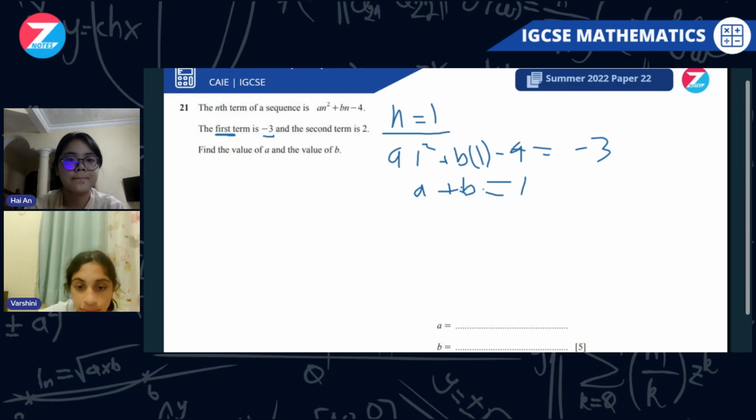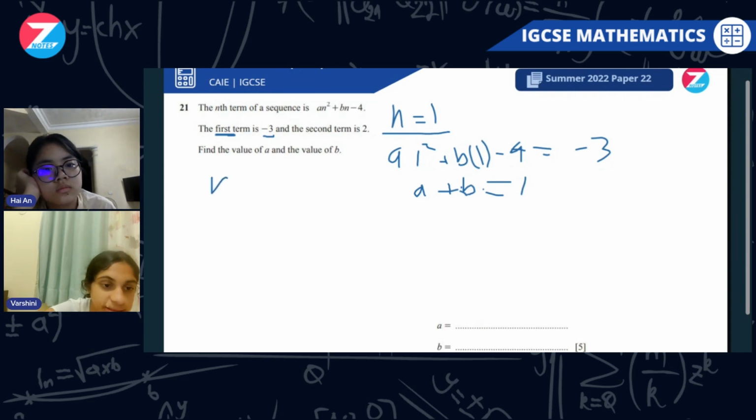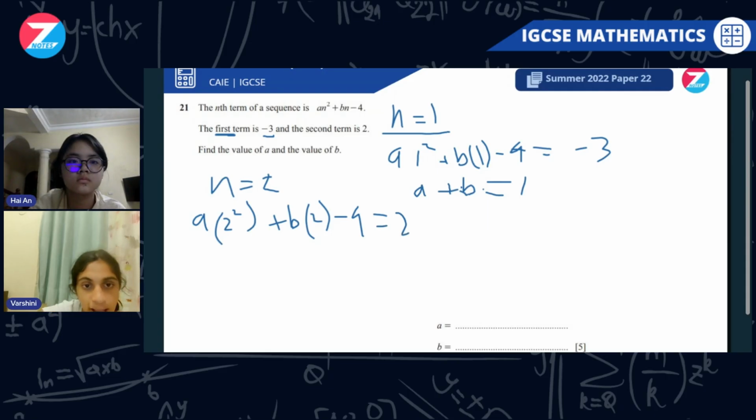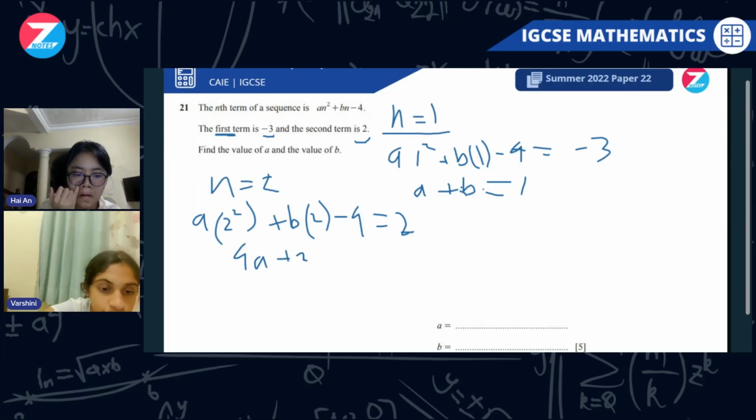Now, for the second equation, we also know that the second term is 2. So let's take the case of n equals 2, and let's substitute 2 in here. So we know a into 2 squared plus b into 2 minus 4 is going to be equal to 2. As I said, the second term is 2. So now again, let's simplify this. 2 squared is 4, so that's going to be 4a plus 2b, equals, again, let's take 4 to the other side by adding 4, equals 6.